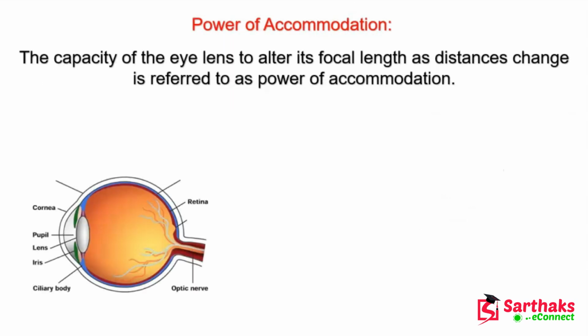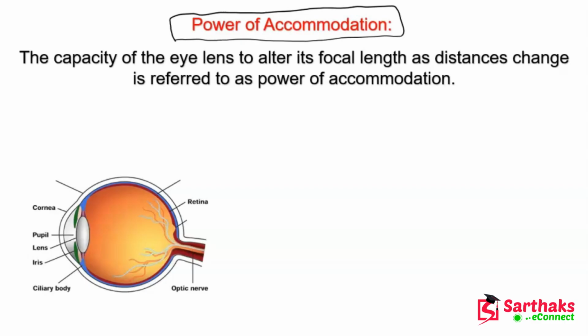Now let's move ahead and talk about the power of accommodation. It is very, very important, guys. Questions are asked on the power of accommodation. So let's discuss it. As we all know, in the previous slide I told you that the focal length of our lens has to be adjusted, because we have to see both the objects which are far from us and which are near to us. Both objects have to be seen. So to see those objects, the power of accommodation is very, very important.